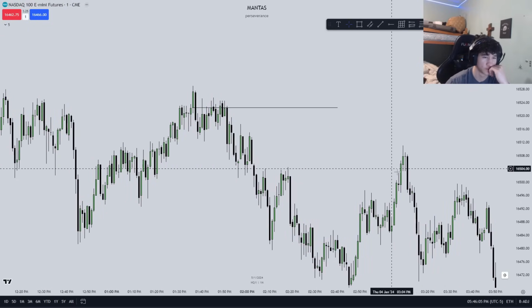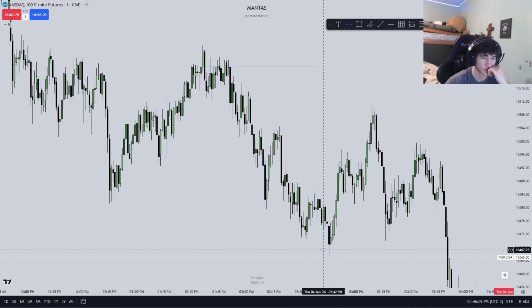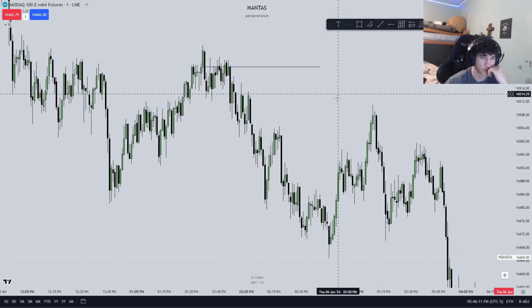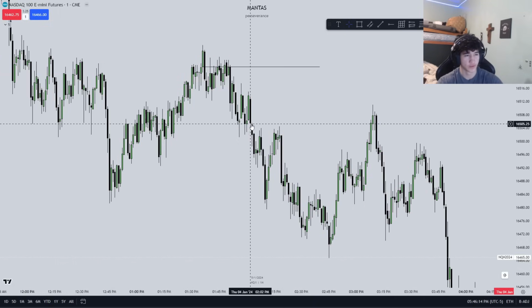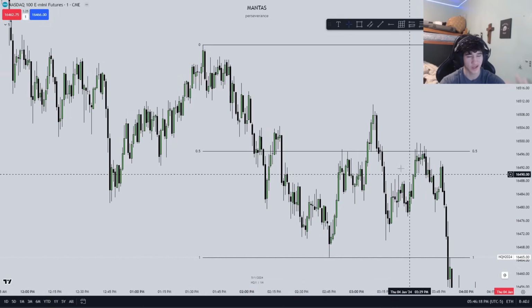And from here, okay, let's see this. Go lower, lower, lower. We take out this low, we push up higher. Why would we be looking for shorts here? Because we have this order block right here, right? We just tap into a premium of the range, and if you're taking shorts, you want high time frame narrative.